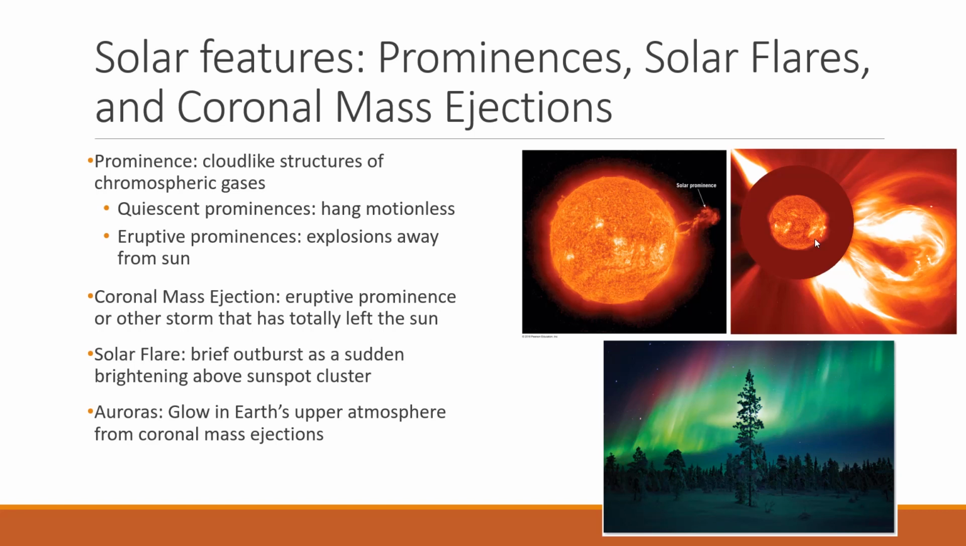And then when we get these things that actually leave the surface of the sun and they interact with our atmosphere, those are called auroras. So we see a glow in the Earth's upper atmosphere due to these coronal mass ejections. It is the aurora borealis in the North Pole. Borealis refers to the northern hemisphere. It's the aurora australis.